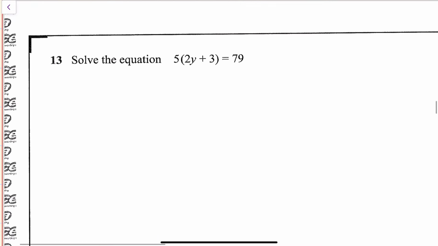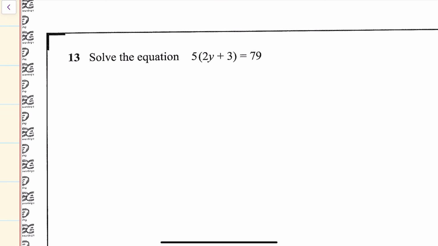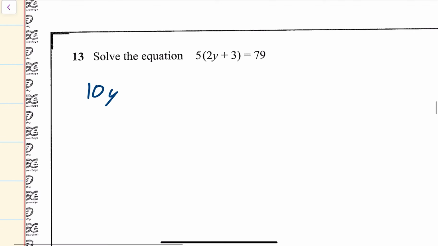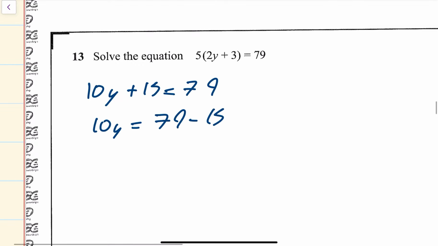Right. Next one says solve the equation. Lovely. Okay, two ways you can do this. You can multiply it to brackets first, I'll do both. Or else you can divide across by that 5. So I would like to do this by multiplying it to brackets. So it becomes 10y plus 15 equals 79. That means 10y is equal to 79 minus 15. 10y then is equal to 64. Y then is equal to 64 divided by 10. Y works out to be 6.4.